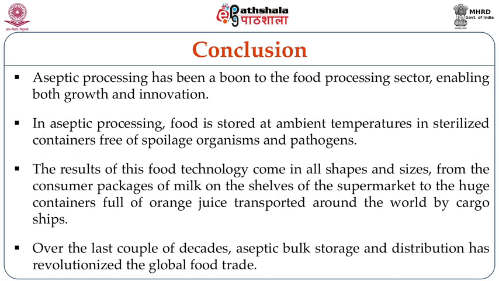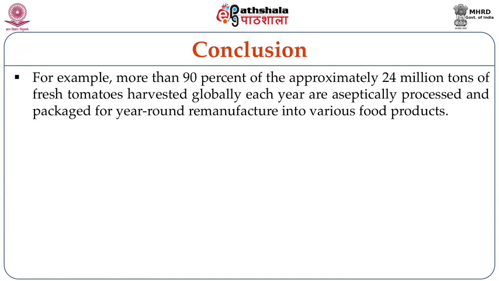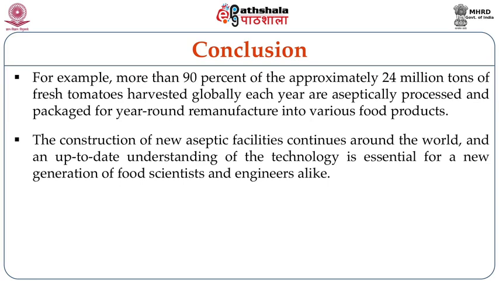Over the last couple of decades, aseptic bulk storage and distribution has revolutionized the global food trade. For example, more than 90% of approximately 24 million tons of fresh tomatoes which are harvested globally each year are aseptically processed and packaged for year-round manufacture and usage of the tomato all over the world. The construction of new aseptic facilities continues around the world, and an up-to-date understanding of the technology is essential for the new generation of food scientists, as well as for new and innovative products which are yet to come.